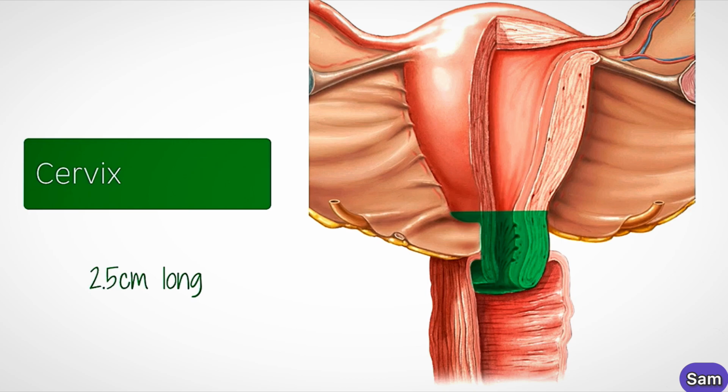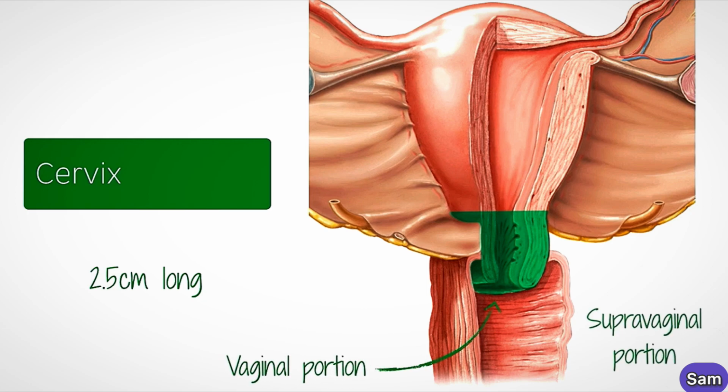Another thing that's important to note about the cervix is that while some of it protrudes into the vagina, some of it does not. We talked a little bit about this earlier on in one of the earlier slides. The portion that projects into the vagina is called the vaginal portion, while the portion that does not project into the vagina is called the supravaginal portion, supra being the Latin word for above.